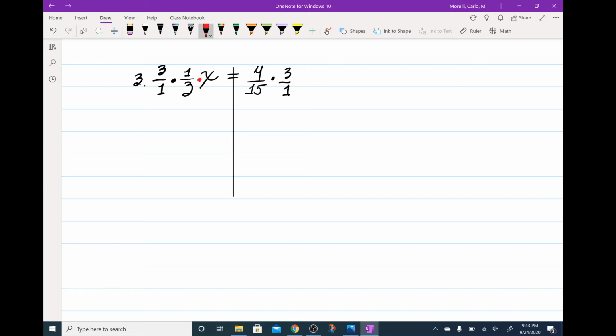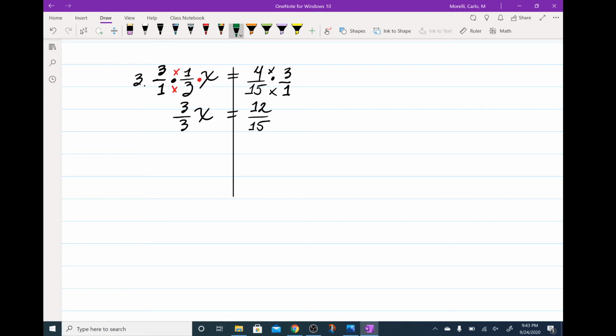If I multiply by 3 over 1, I've got 3's in the numerator and in the denominator. Okay, so I'm just going to show this longhand one time here. So 3 times 1 is 3. Over 1 times 3 is 3. So I have 3 over 3x equals 4 times 3 is 12. 15 times 1 is 15. Okay, so how is it that helped us?